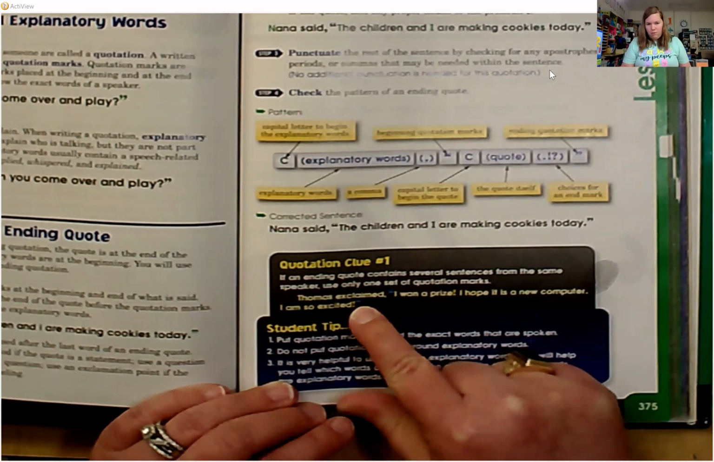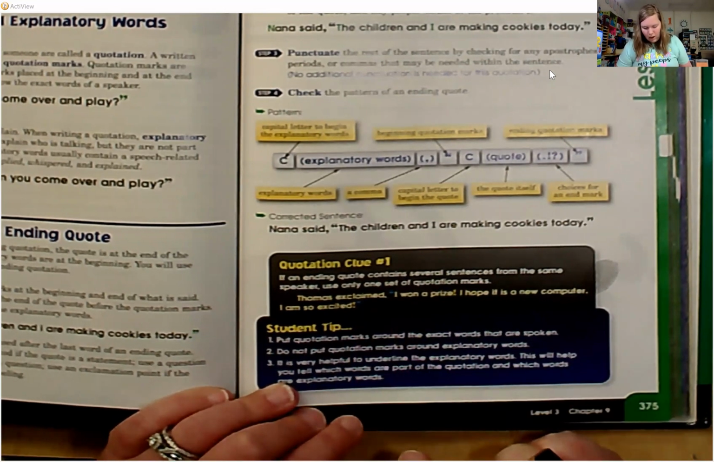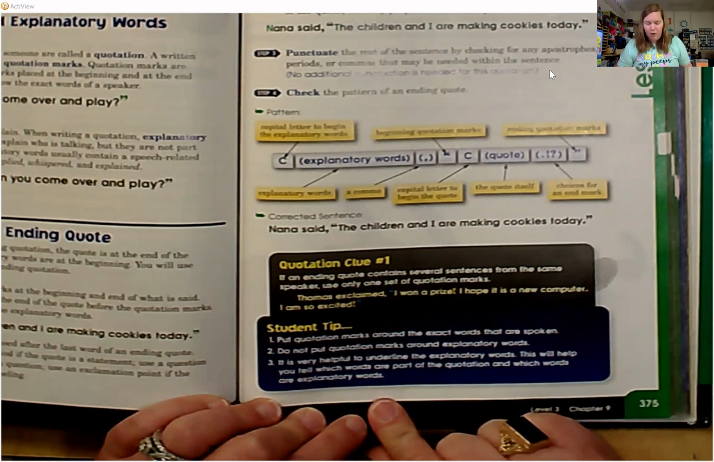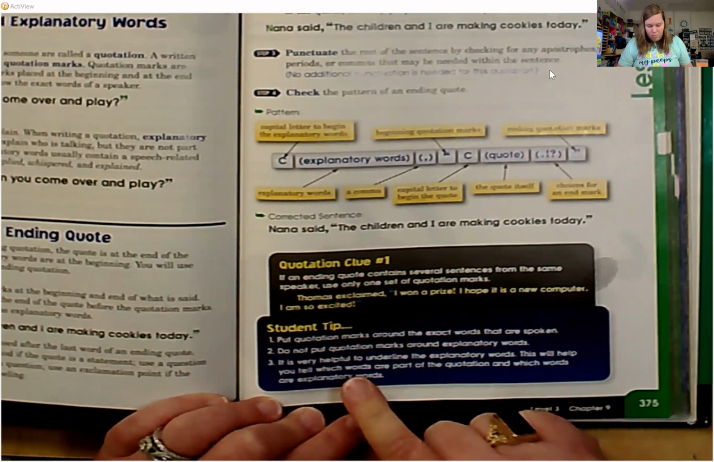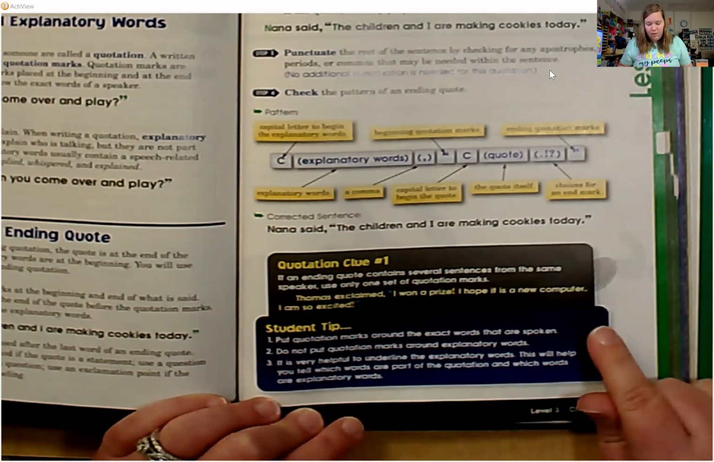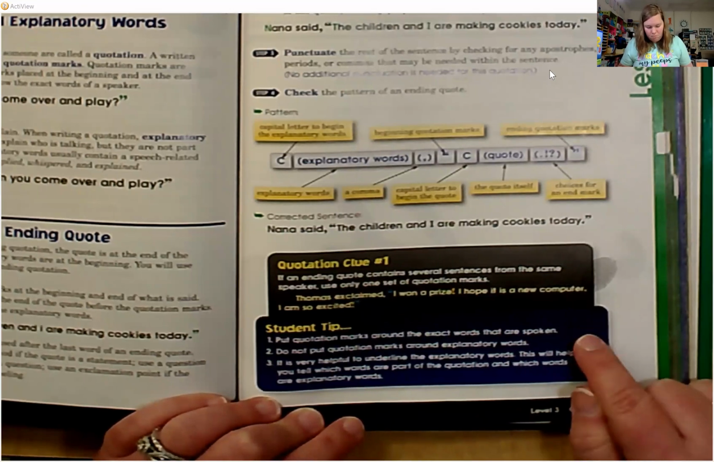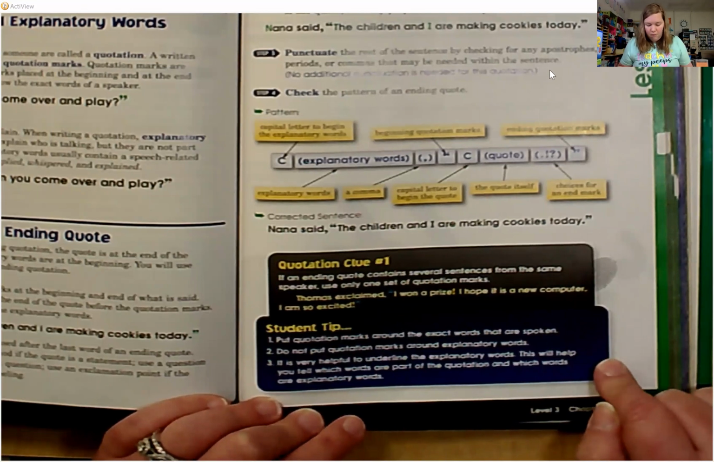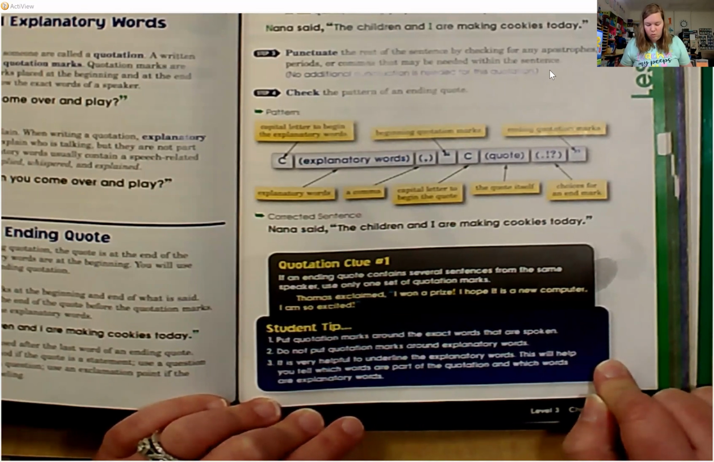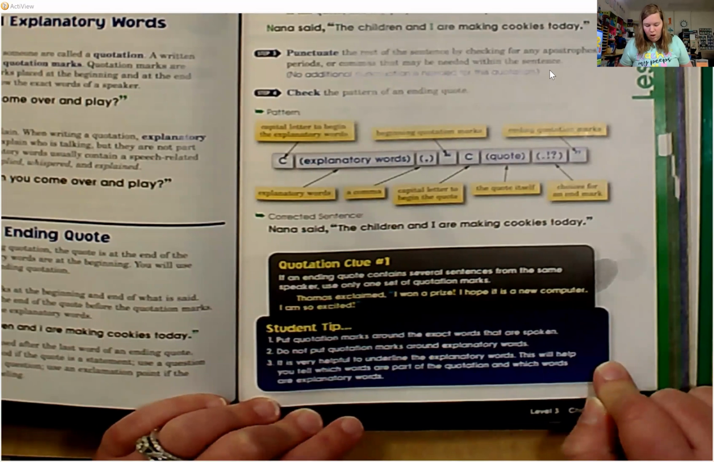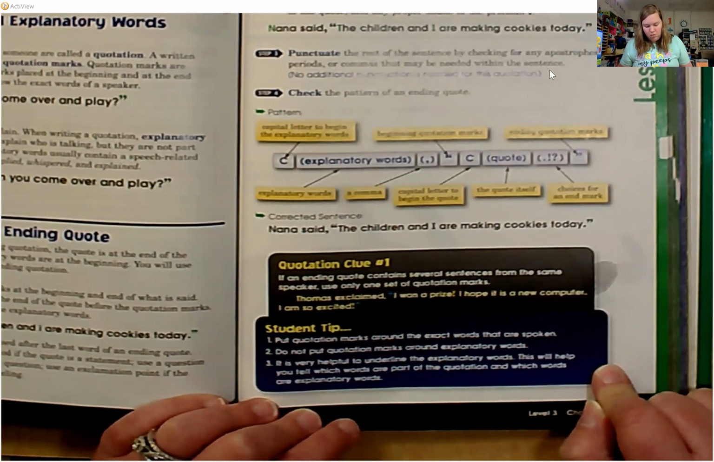I know it's a little hard for you to see there. Okay, so here are 3 tips for you. Number 1, put quotation marks around the exact words that are spoken. Number 2, do not put quotation marks around explanatory words. And number 3, it is very helpful to underline the explanatory words. This will help you tell which words are part of the quotation and which words are explanatory words.